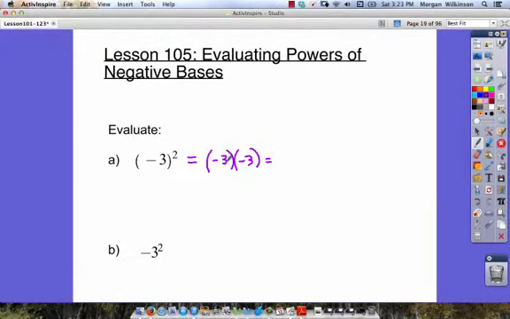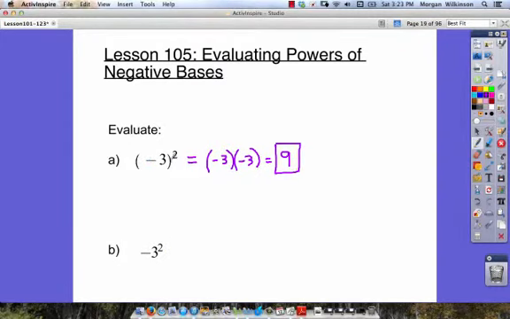And negative 3 times negative 3, that must be positive 9. And we've got our answer. The next problem is a little bit different. We've got -3². Now in this problem, it's different because we want to say 3 squared first before we work with the negative. It's a really important distinction to make.